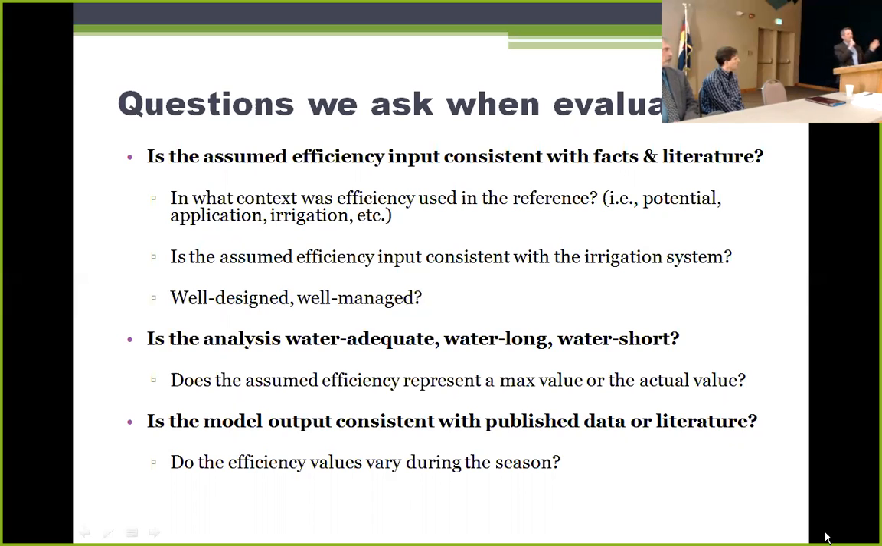And for example, we might look at, does the irrigation efficiency vary throughout the season? Is it consistent with literature? Is it consistent with what else we've seen? So just a quick insight into efficiencies.